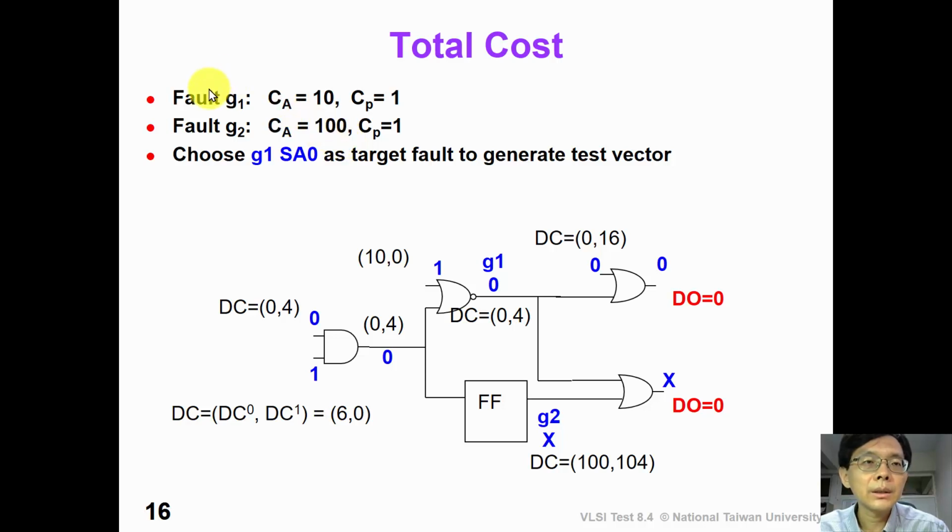Now, let's calculate the total cost for these two faults. For fault G1 stuck at 0, the activation cost is 10 and the propagation cost is 1. For fault G2 stuck at 1, the activation cost is 100 and the propagation cost is 1. So we will choose G1 stuck at 0 as our target fault to generate our test vector in phase 3. This is because the cost is lower.